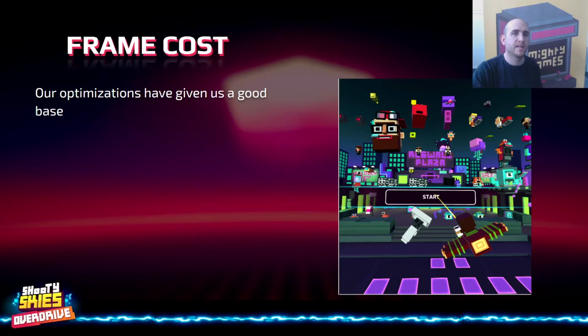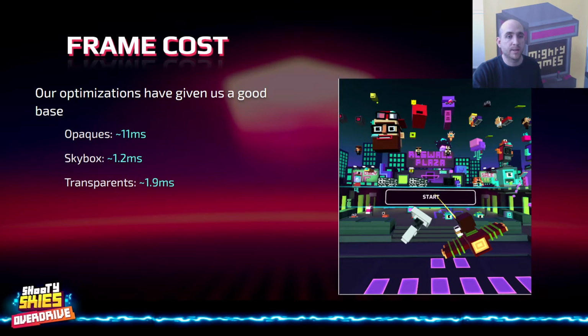So with all those optimizations, we have a really good base for our frame rate. Our opaques are being rendered in 11 milliseconds, our skybox is being rendered in 1.2 milliseconds, and our transparents are being rendered in about 1.9 milliseconds for this particular image here. So that's great. That gives us quite a bit of headroom to start adding some additional effects on top. And our total frame time with all that is 18.5 milliseconds, with everything else that Unity's doing under the hood to get the display out.